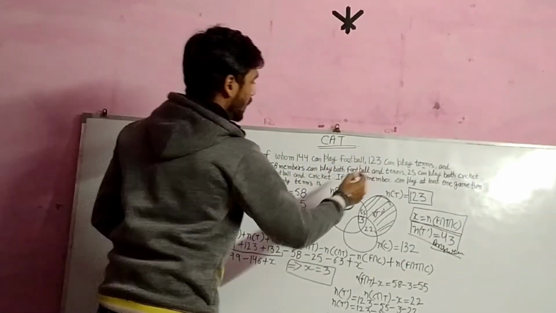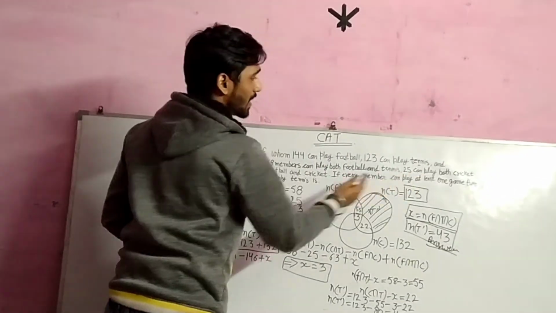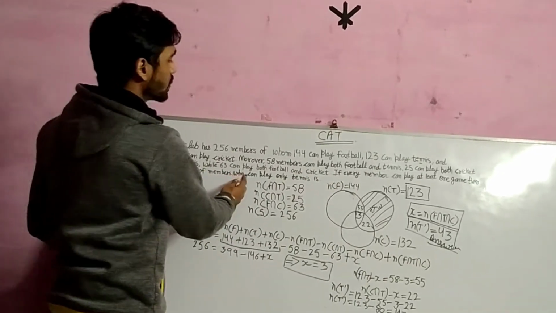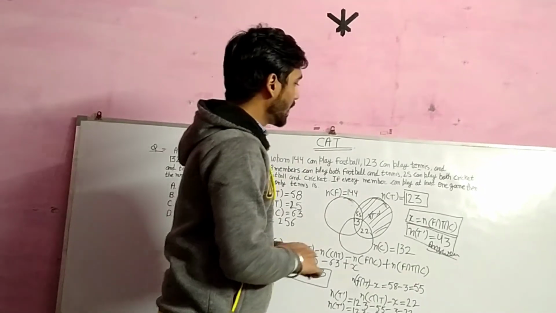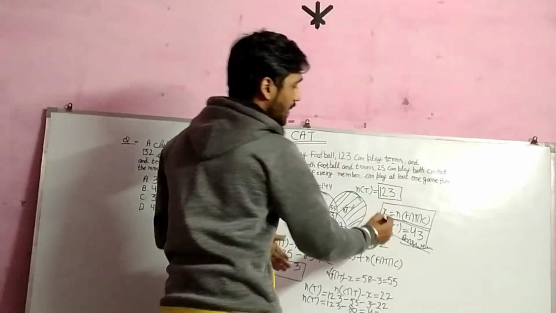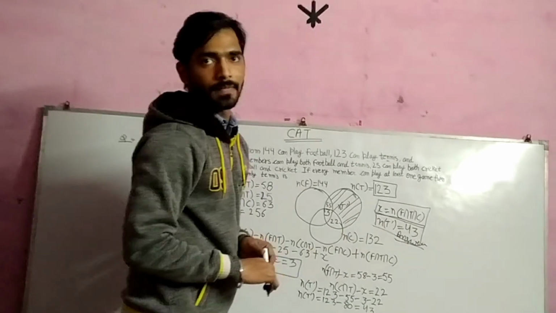That is, if every member can play at least one game, then the number of members who can play only tennis is n(T dash), that is 43.